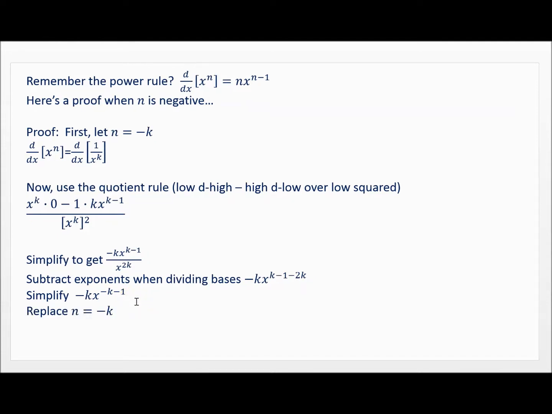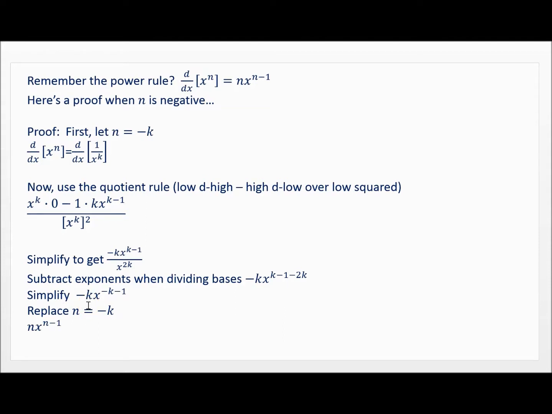Then, don't forget, we replace n with negative k. So I'm going to remove this k right here and replace it with n, and the negative k in front, and replace it with n, and we're done with our proof. That proved it. Our answer is nx to the n minus 1. That's what we were trying to prove. Pretty cool, huh? We just used the quotient rule to prove that.